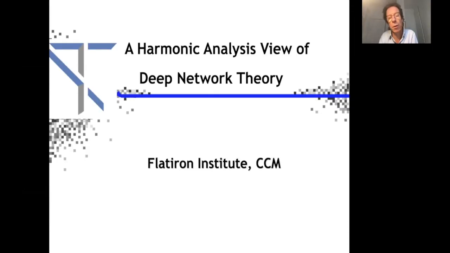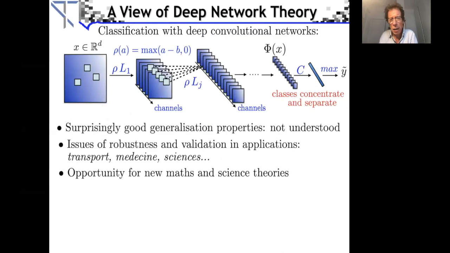I'm going to speak from a slightly different point of view about similar ideas. So what I'd like to do during this talk is to provide a view of deep network theory. As we all know, these architectures, which are a succession of linear convolutions and nonlinearities, such as linear rectifying units, provide, in particular for classification or even regression, surprisingly good generalization properties, but basically it's not understood.